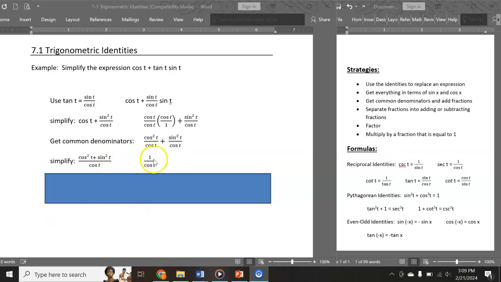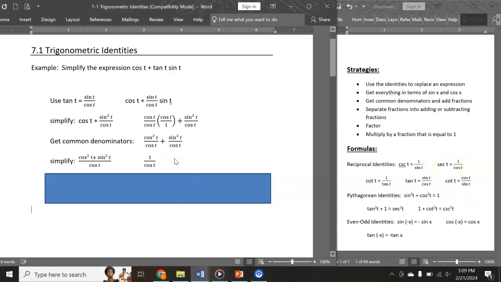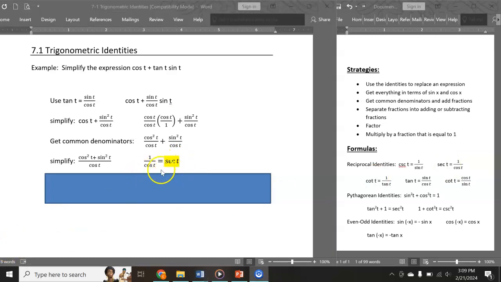That produced 1 over cosine t, and for my reciprocal identities, I know that 1 over cosine t is secant t. So my final answer for this one is just secant t. Okay, so the only answer I need to write is secant t. So this expression simplifies to just secant t, and that's all I need.